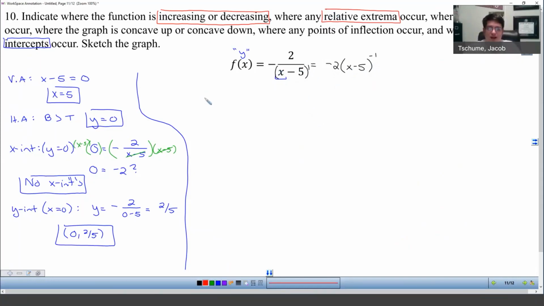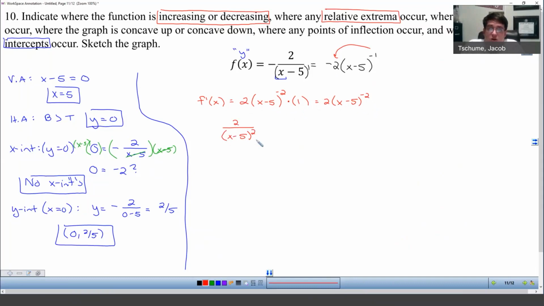So now back to red. If I want to find the first derivative of this function, negative 1 times negative 2 would be positive 2. I'm going to leave the inside alone, subtract 1 from the power, and then multiply by the derivative of the inside, which is 1. Now, if I were to clean this up a little bit, this would be 2 times x minus 5 to the negative second, which is the exact same thing as 2 over x minus 5 squared.